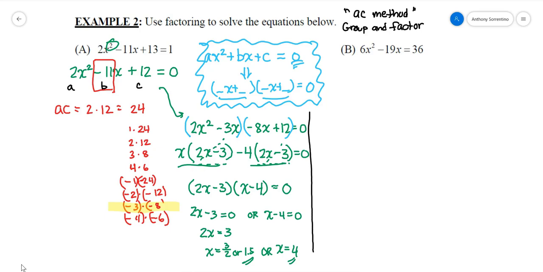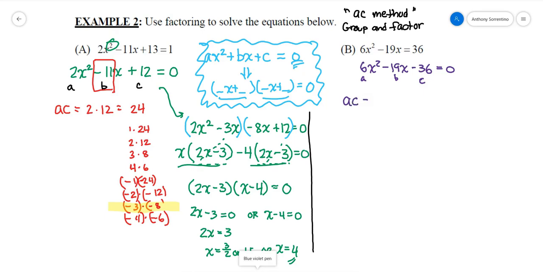Well, for b again, I could try to factor the left-hand side, but once I factor it in any way, I'm going to try to use the zero product property. If I don't have it set equal to 0, I don't have it set up to do that. So again, I'm going to start off this problem by subtracting 36 from both sides to get this set equal to 0. Now again, this being A, this being B, this being C, I want to do the AC method.